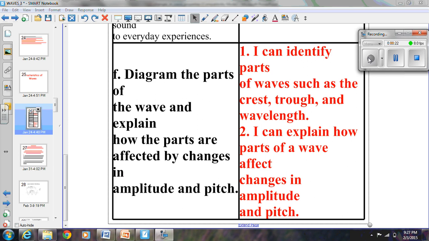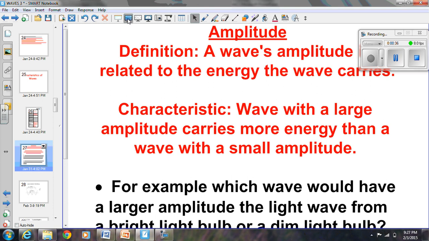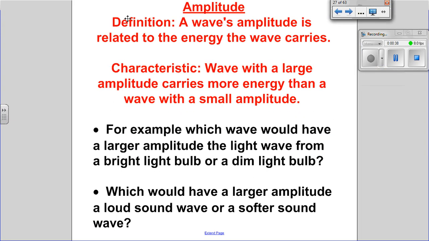So our learning target for this particular lesson is going to be number 2. I can explain how parts of a wave affect changes in amplitude and pitch. Let's first start off by talking about amplitude and what that is. Amplitude is related to the amount of energy that a wave carries.